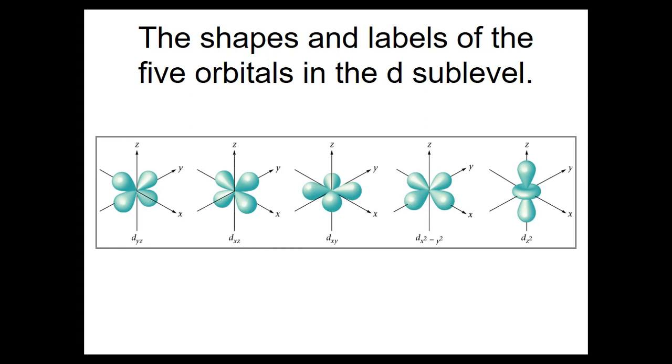So these are oriented along the different planes in 3-dimensional space. And then the last one, dz squared, is the dumbbell with the donut. Just know in general that there's 5 of these, and they're generally shaped like a double dumbbell.